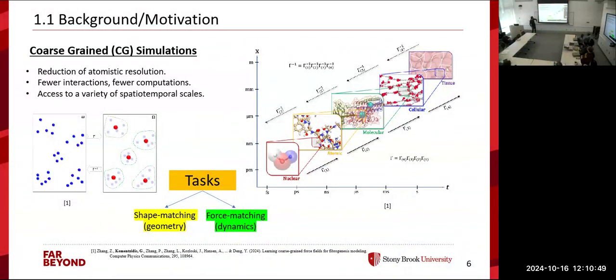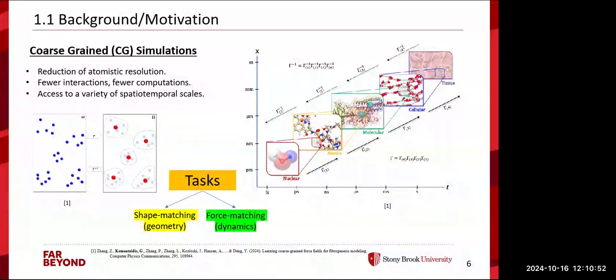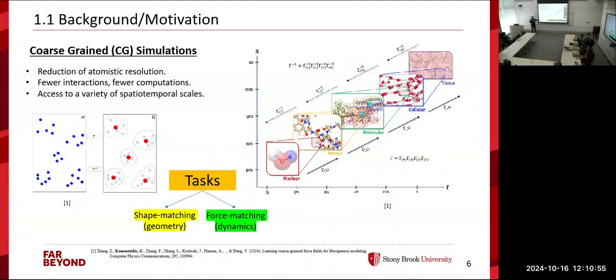The idea is that from like 25 atoms, you can reduce the atomistic resolution to like 5 beads. So now you have fewer beads, fewer interactions, fewer computations. So now your simulation can take less time. Of course, you have to sacrifice a little bit of accuracy for this, but the hope is that you're going to do it in such a wise and balanced way that you're not going to sacrifice too much accuracy. This way, because the simulations can take longer, you can access different spatiotemporal scales.